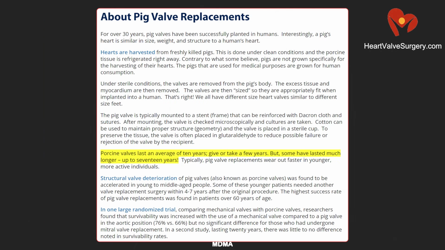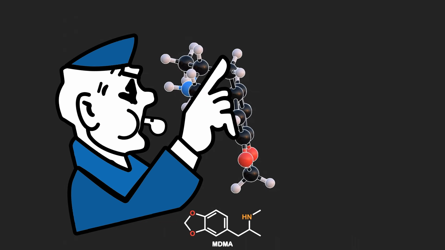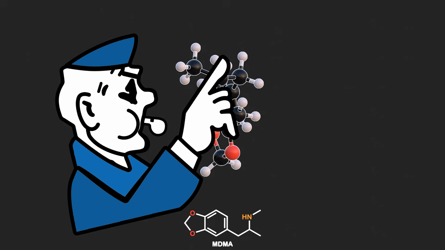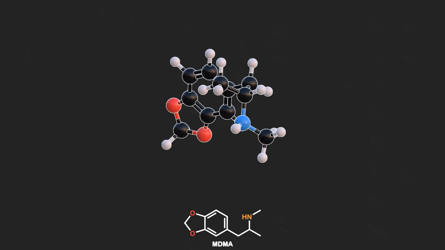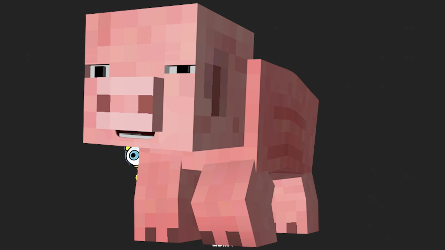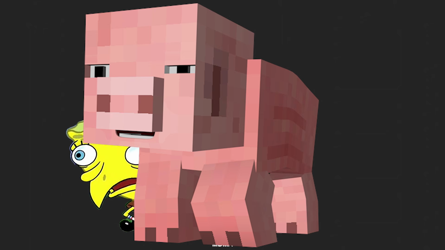So if you don't want to have open heart surgery and get your heart valve replaced with a pig heart valve, don't regularly use MDMA, but it might even be a better idea never to use it at all. If you don't want to have a piece of pig inside of your heart, you probably shouldn't have a piece of MDMA inside your mouth.